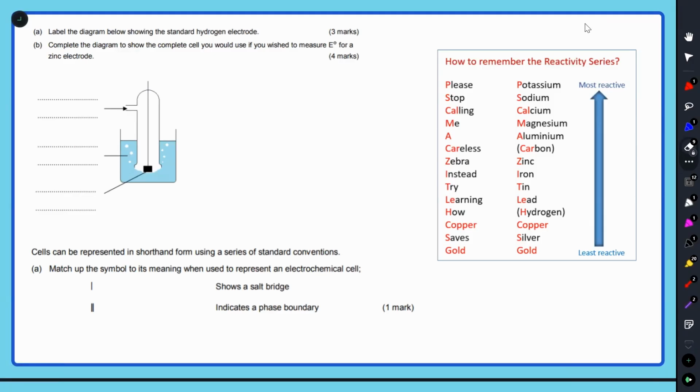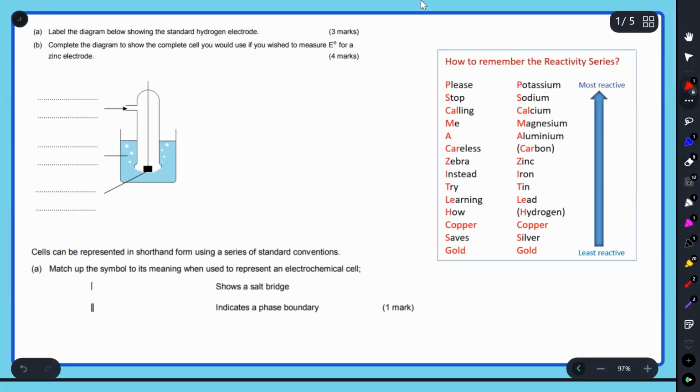So I've been seeing your messages, and trust and believe I'm trying to get to all of them. What I have here for you today is a few points that you might need while doing your Redox Equilibria questions, right? So let's get into it.